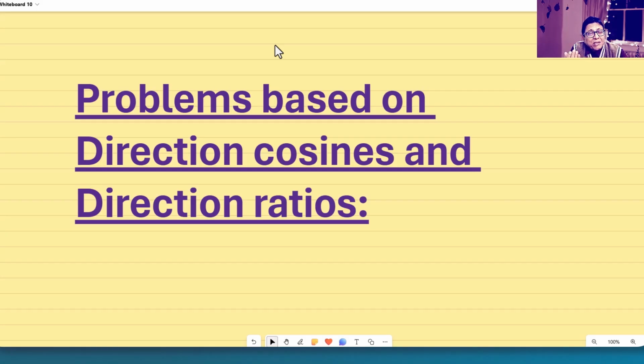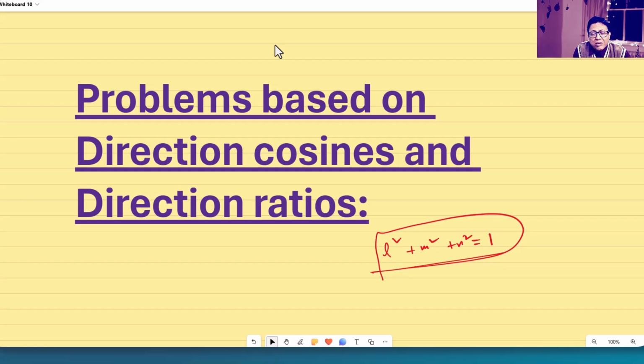If you have taken direction cosines as L, M, N, then you know L square plus M square plus N square is always 1. This relation is known. Whatever number of conditions are given, two or three, this additional condition you'll always be using. So let us take one problem like this.